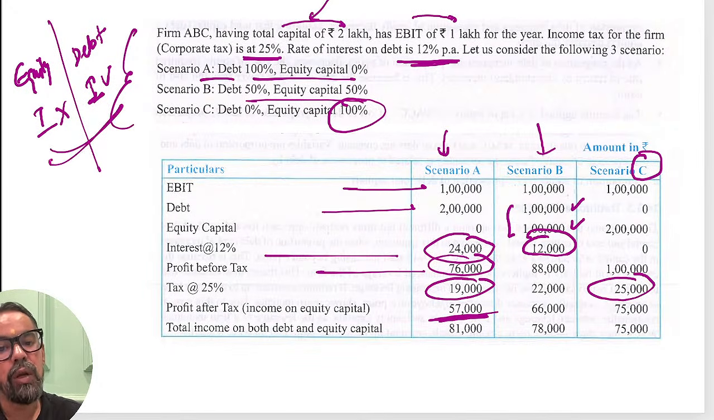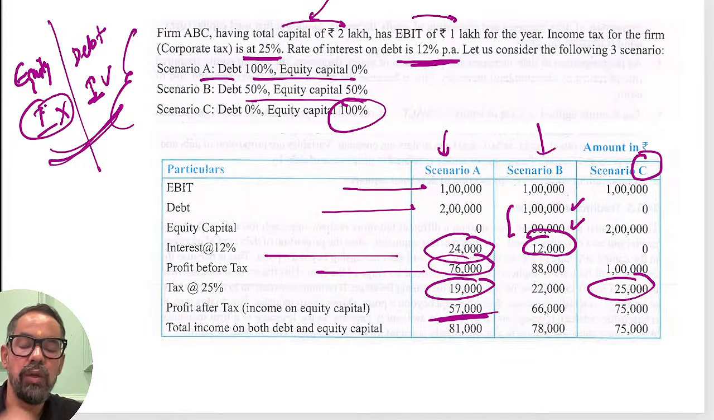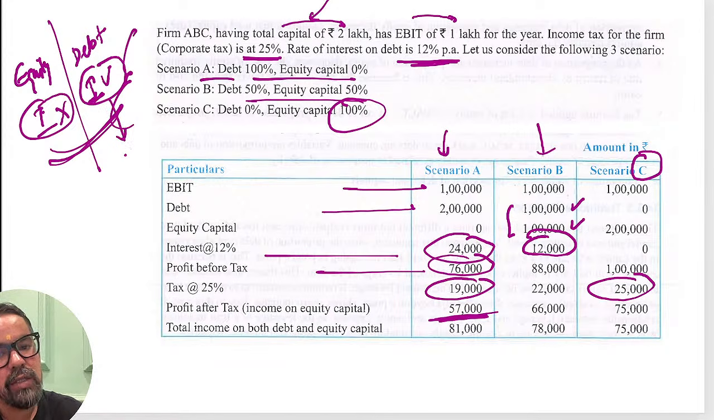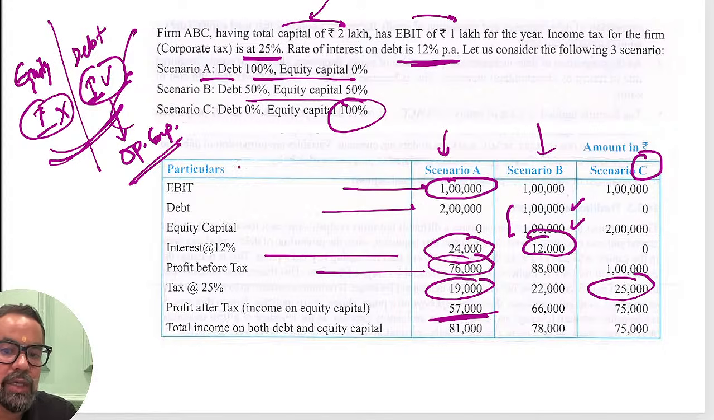So fundamentally, what is the rule? Whatever interest you are paying to the investors, you can show as an operating expense. It will show as an operating expense. Means if you have made an EBIT of 1 lakh rupees, this amount will get deducted from it. So 1 lakh minus 24,000, which is the interest, gives 76,000.